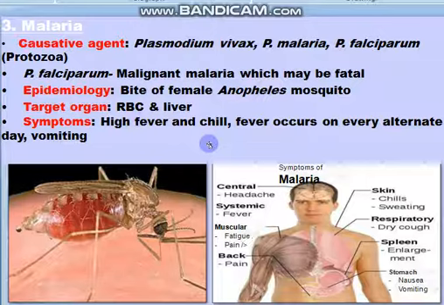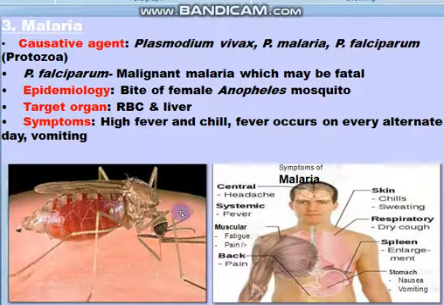The next stage is the hot stage, and in this stage temperature rises, and it can rise up to 104 degrees Fahrenheit, accompanied by headache and body aches. The third stage is the sweating stage, and the fever subsides after a certain time, and then it comes to normal, followed by sweating. These are the 3 different stages of the malarial fever. This is the female Anopheles mosquito, which is responsible for malaria, and these are certain symptoms of malaria.